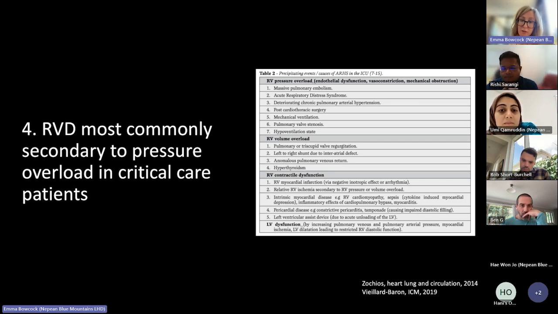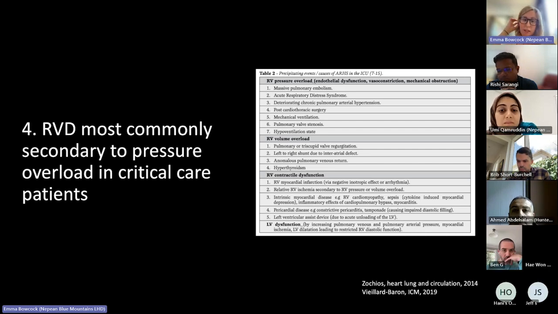But don't forget, there's obviously RV volume overload as well. We shouldn't forget to look for right to left shunts if we see unexplained RV dilatation. We've picked that up quite a few times, big ASDs that have been missed. I think we've had about 3 in the last couple of years at Nepean alone. So it's definitely worth keeping in mind. And also about 20% of patients with moderate to severe ARDS will have a right to left shunt through a PFO as well. So not that it's going to give you significant overload, but it'll make your hypoxia worse.